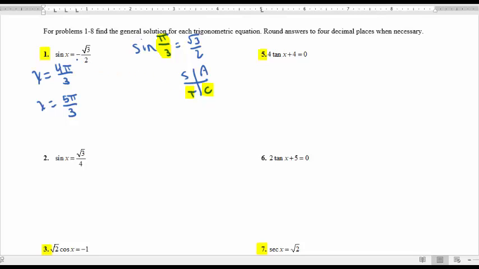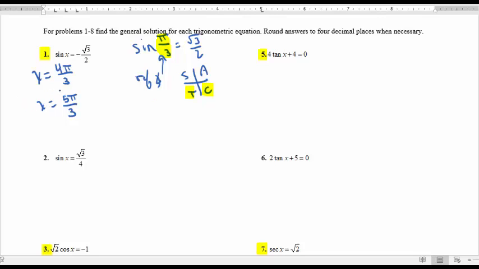Because again, you were looking for where sine is negative, and sine is negative in the third and the fourth quadrants, right? So I identified the reference angle as being pi over 3, but I needed the angles in the third and fourth quadrant that had pi over 3 as a reference angle. And those are 4 pi over 3 in the third quadrant and 5 pi over 3 in the fourth quadrant, right? So that's how I came up with my solutions.